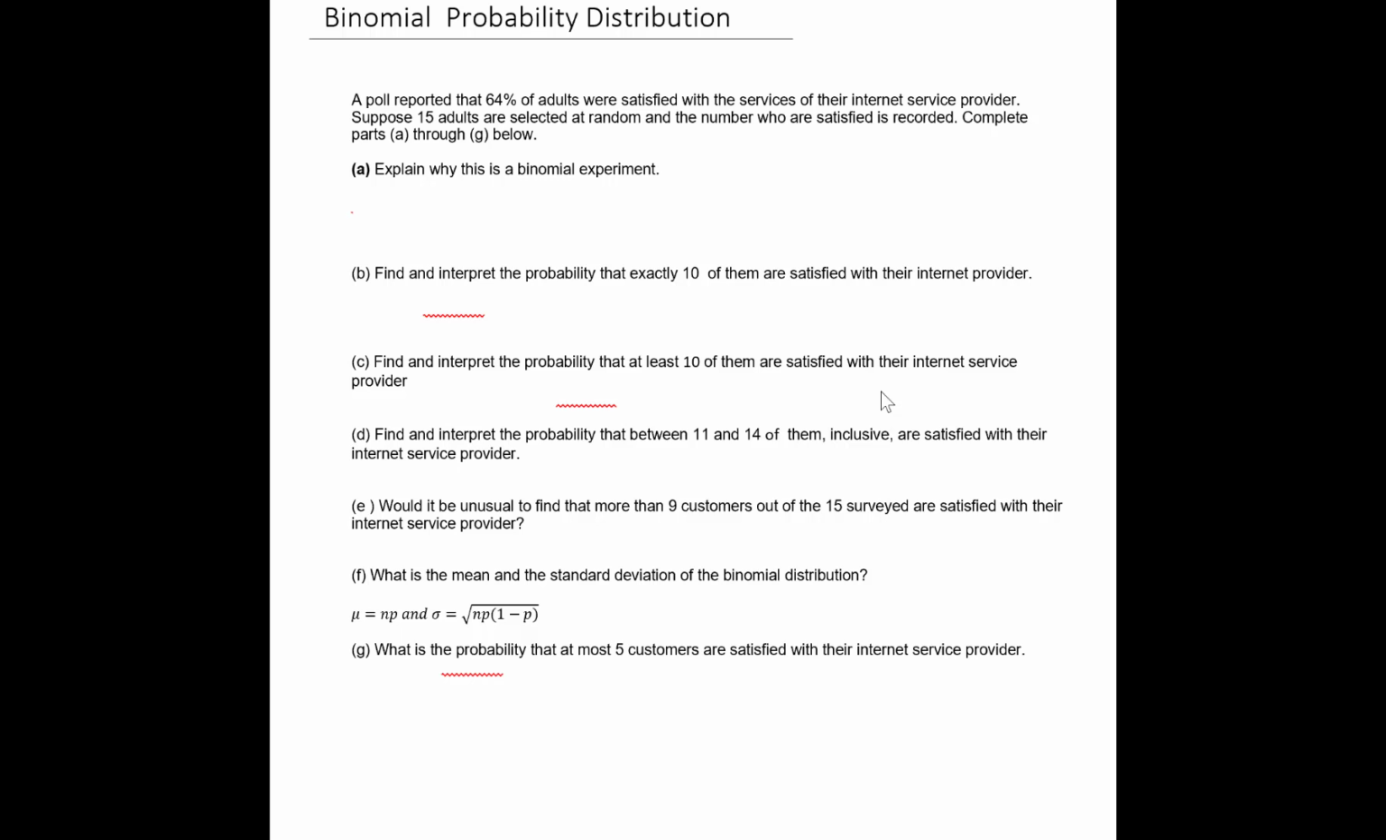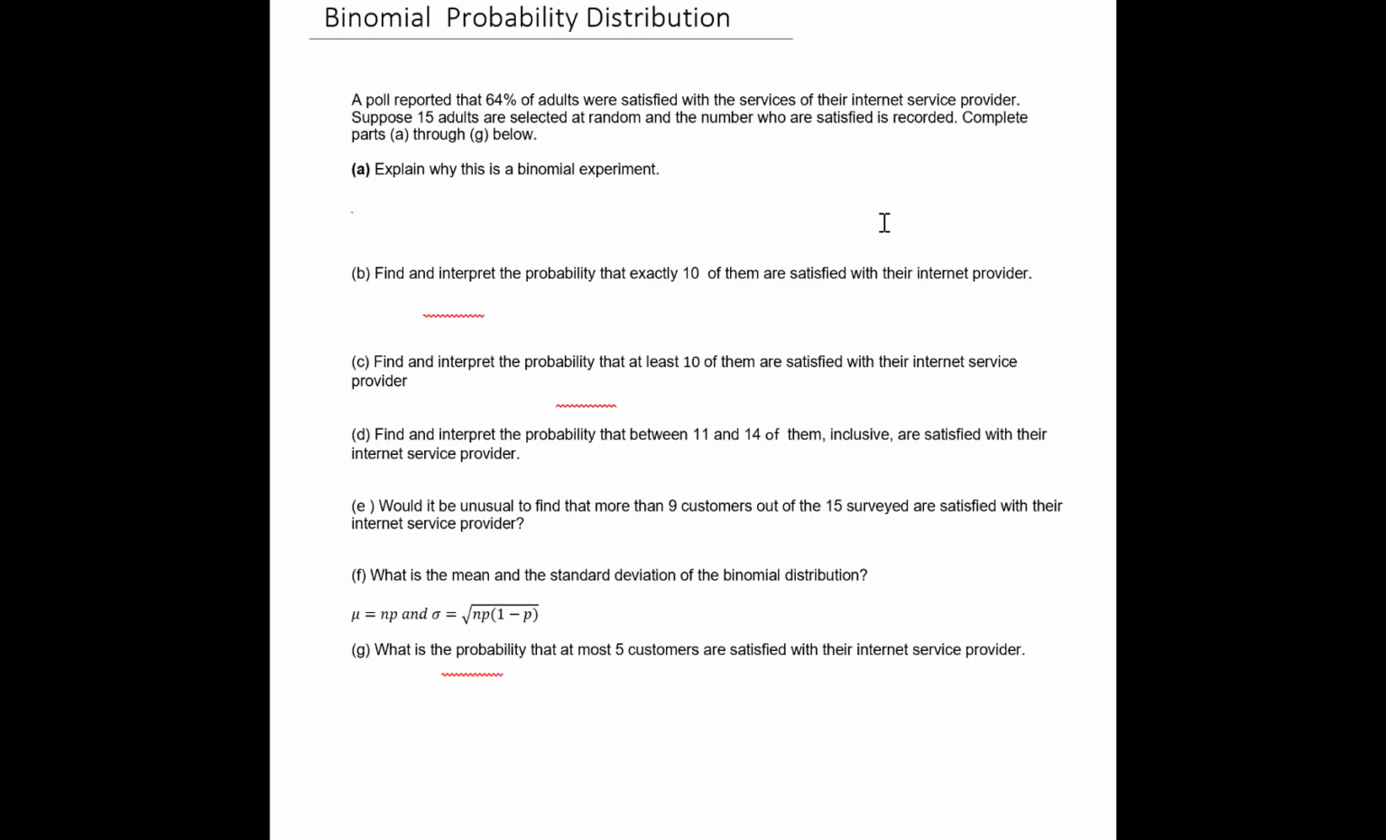Suppose that 15 adults are selected at random and the number who are satisfied is recorded. Complete parts A through G below. Explain why this is a binomial experiment. Well, a binomial experiment has to meet some guidelines or conditions. The first condition is that the experiment has to be done a fixed number of times. And here we are surveying only 15 adults, so we're doing the experiment 15 times. We're asking 15 people, so that's a fixed number of trials.